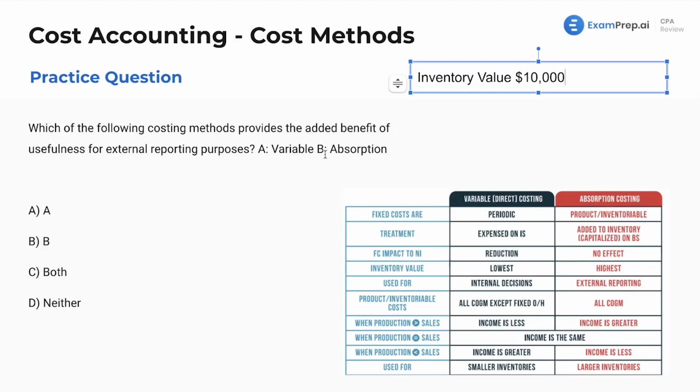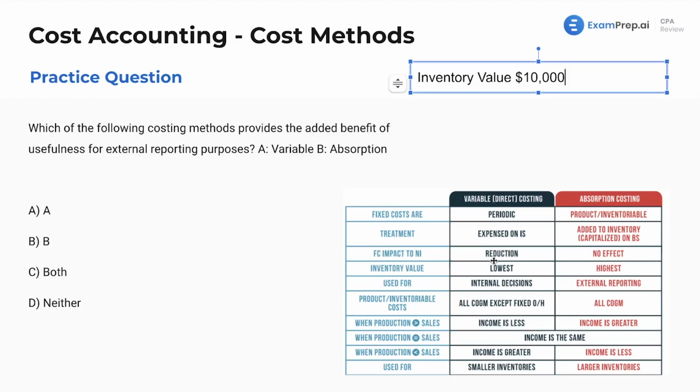Now, two ways to approach these sorts of questions. Just memorize the chart. You can try to understand it for sure. And I'm not knocking you. I'm not trying to say don't try to understand it. But I would for sure understand it, memorize it a little bit, memorize this chart. Fixed costs are periodic costs, which are on the income statement. Under absorption, they're product or inventoriable, which means they're capitalized, added to inventory on the balance sheet.